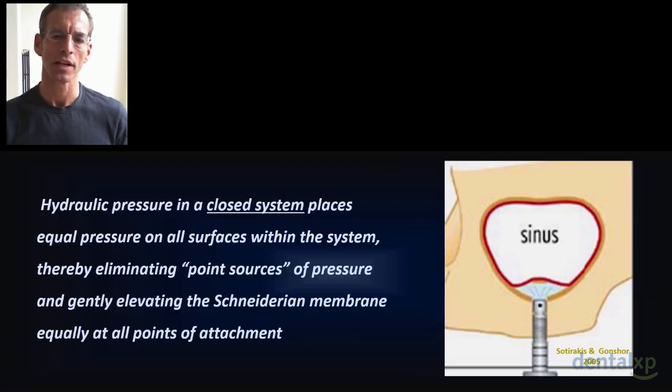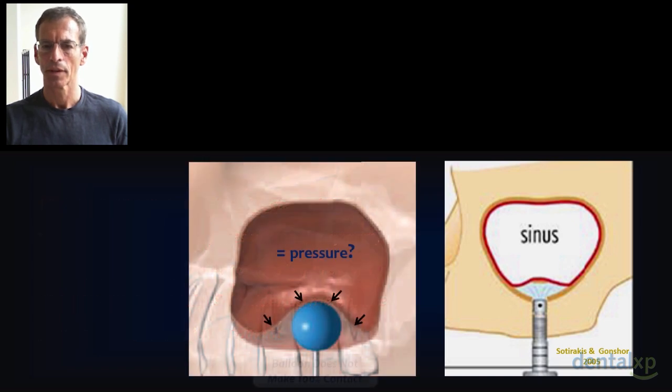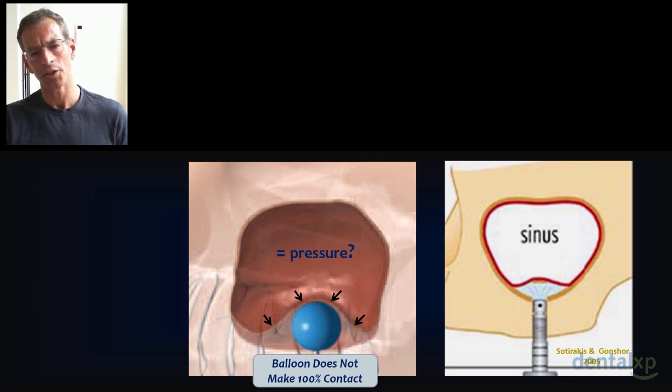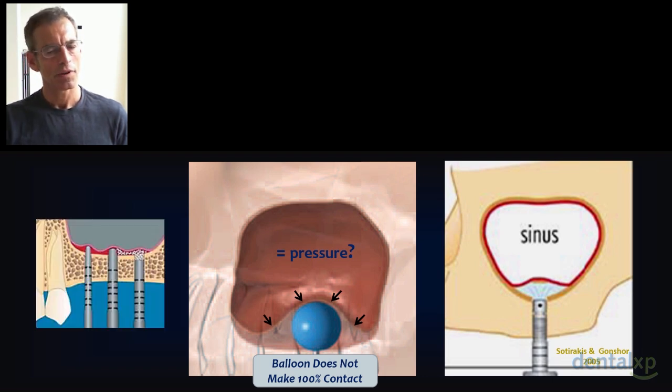What about hydraulic sinus floor elevation? Well, that sounds great because hydraulic pressure in a closed system places equal pressure on all surfaces within the system, thereby eliminating point sources of pressure and gently elevating the Schneiderian membrane equally at all points of attachment. Can a balloon do that? No, because a balloon does not make 100% contact with the membrane. It will create tearing forces similar to that which might be induced by an osteotome with point pressure.